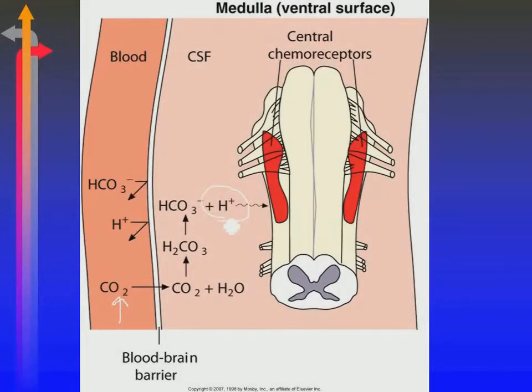CO2 levels then fall, and they gradually build back up again. So it's this waxing and waning in CO2 levels that causes a waxing and waning of hydrogen ions inside the cerebral spinal fluid, which then stimulates the chemoreceptors to take a breath.